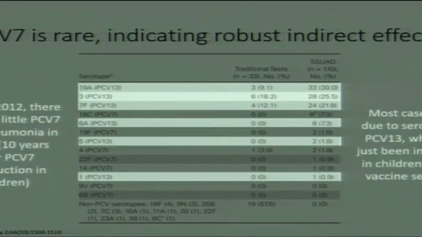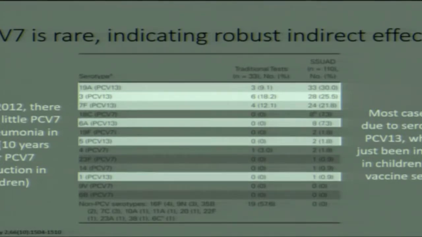You can see this study was done in 2010 to 2012, and there is essentially very little PCV7 type pneumonia. PCV7 had been given to children starting in the year 2000. So after a decade of that vaccine in children, there essentially was no pneumonia in adults related to serotypes covered by that vaccine. In contrast, the vast majority of the serotypes causing pneumonia in this adult population were serotypes either in PCV13 or not in either vaccine.